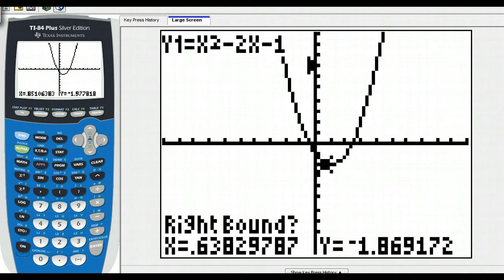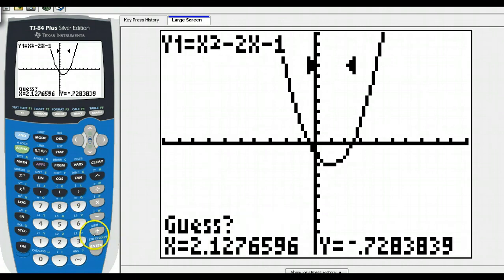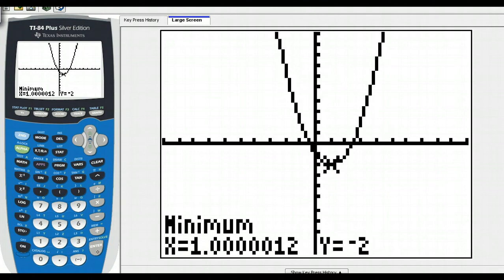It's saying it's got to be to the right of that point. And then I'm going to go back to the vertex. And now my calculator is saying, all right, I need a right bound. So I'm going to go to the right, just a couple. Don't have to go too far, as long as you go to the right, and press enter. So basically, we just told the calculator in between this x value and this x value is our vertex. That's all we're doing. Left bound, right bound. It tells you to guess, but you don't really need to do that because your calculator knows exactly where it is. So you just press enter and you get your vertex.